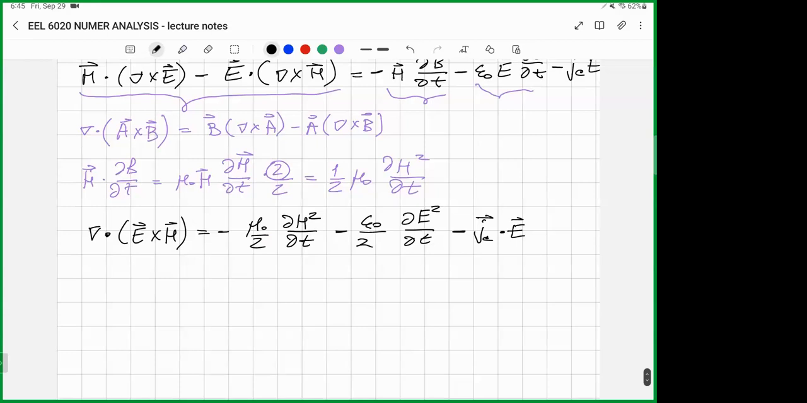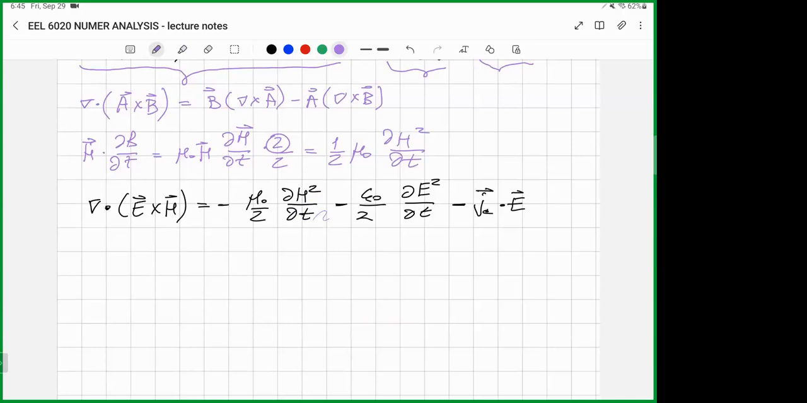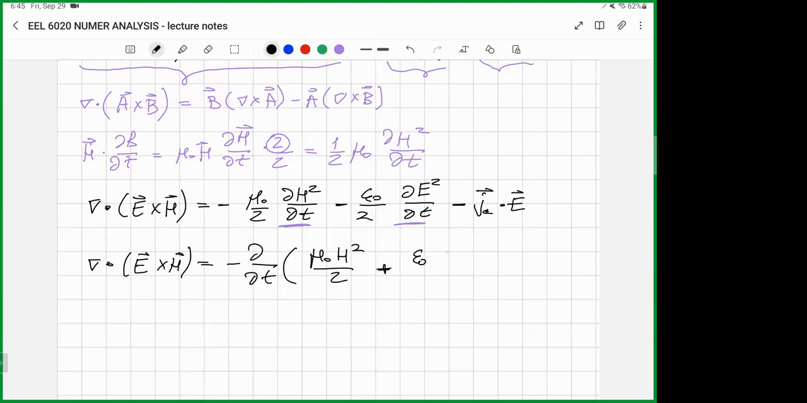So now I can factorize this time derivative and rewrite these formulas: nabla dot E cross H equal to minus d over dt. In parentheses, it's going to be mu 0 H squared over 2 plus epsilon 0 E squared over 2, and minus current times field. Okay.